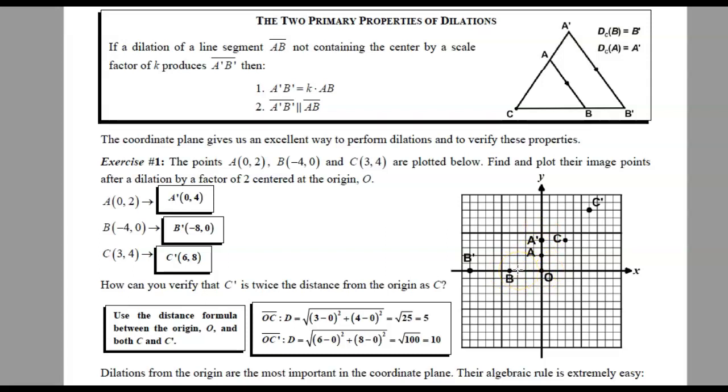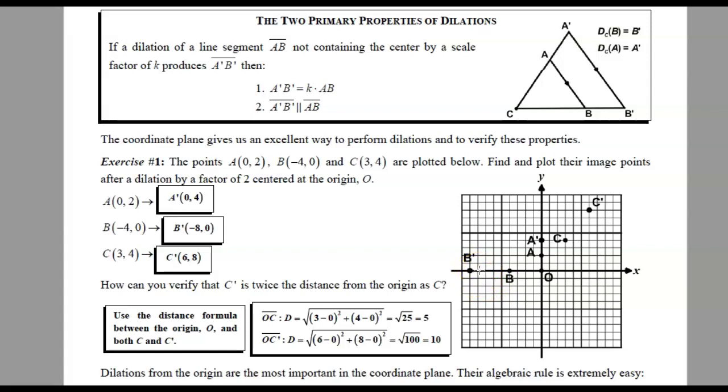So to find B prime, I need to go 8 units to the left. And that point is actually misplaced. It should be here at -8, so you want to fix that on yours. B prime, it's listed correctly over here in the coordinate, but on the grid, it's in the wrong spot, so it should be at -8, 0.